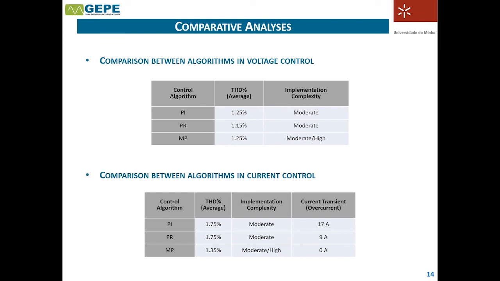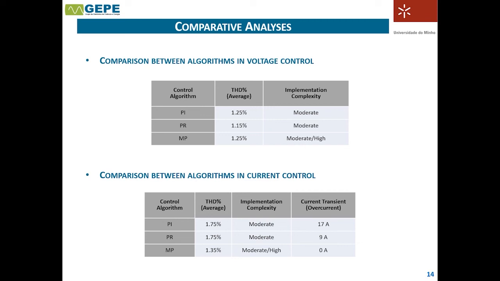With the results obtained in simulation, a comparison between the three algorithms was made. In voltage control, in terms of harmonic distortion, the results are very similar, with the PR control presenting the best result. Regarding the difficulty of implementation, the PI and PR control algorithms are very similar, with the MP being slightly more complex due to obtaining the system model.